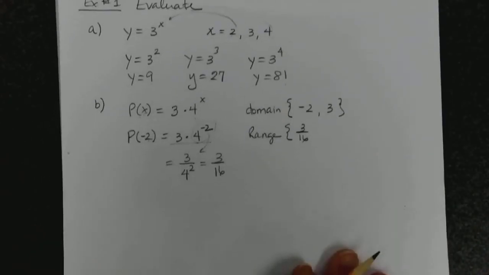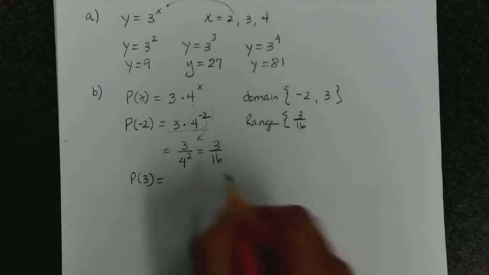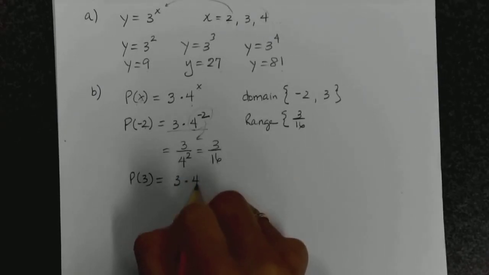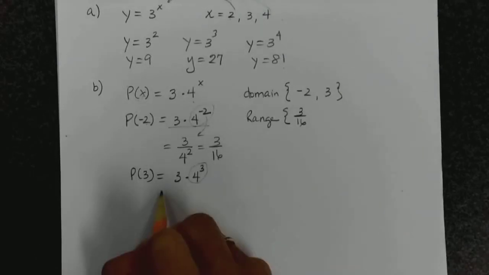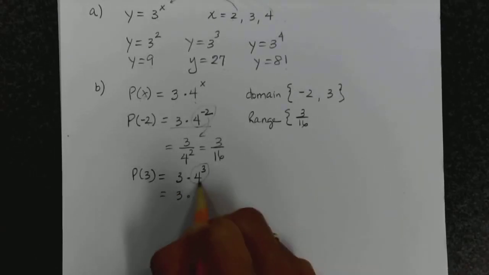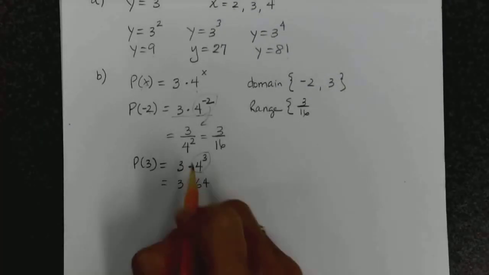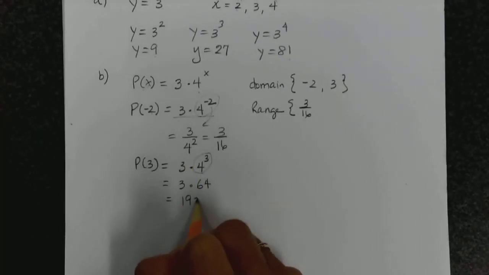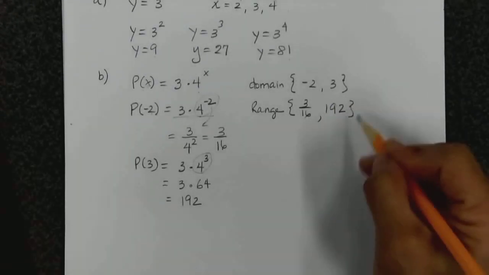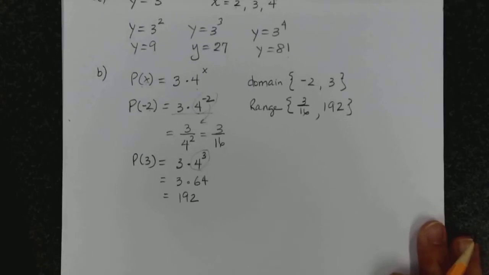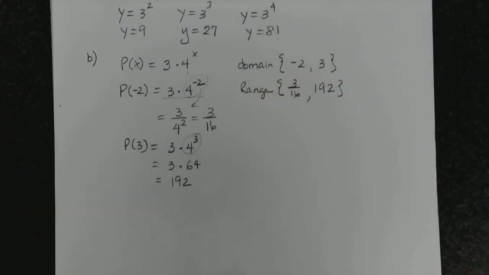Now let's plug in x equals 3. So p of 3, when x is 3, p of 3 is equal to 3 times 4 to the third. And remember, using your order of operations, exponents first, so 4 to the third is 64, and then 3 times 64 is 192. So my corresponding range is 192. So that's how you evaluate exponential functions.